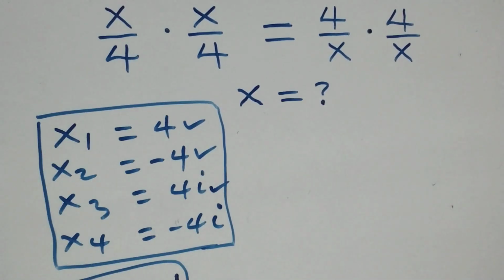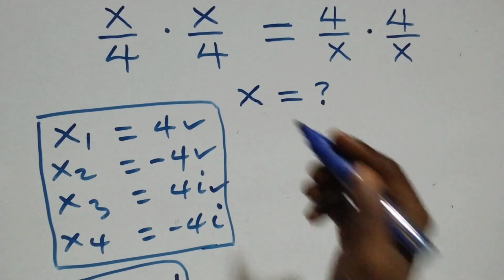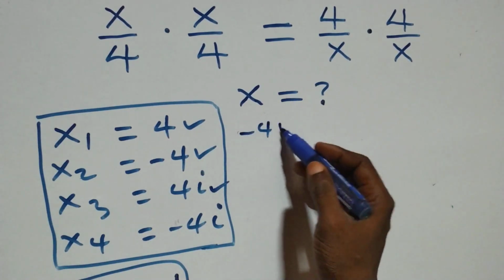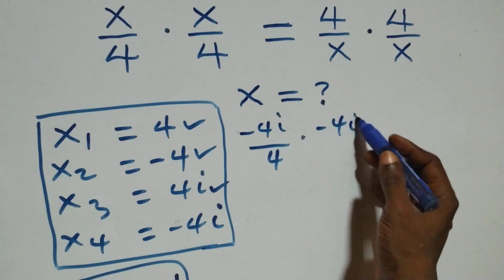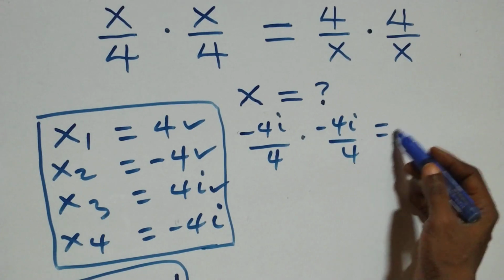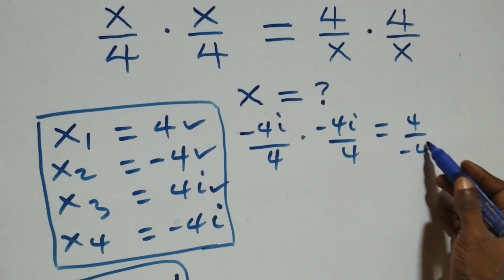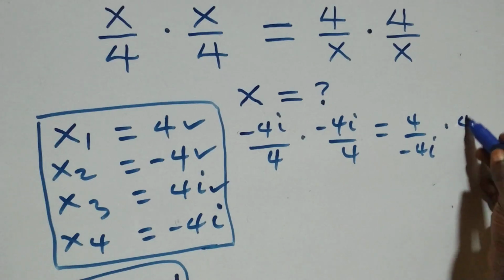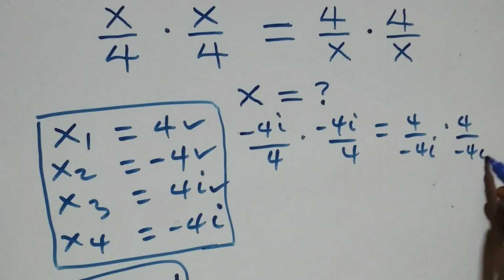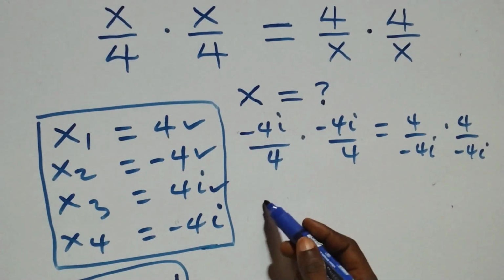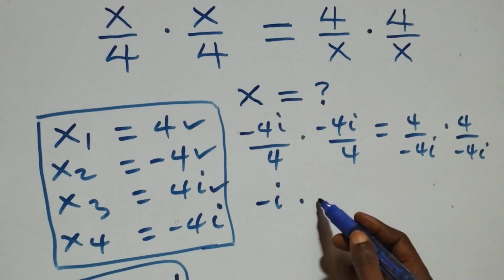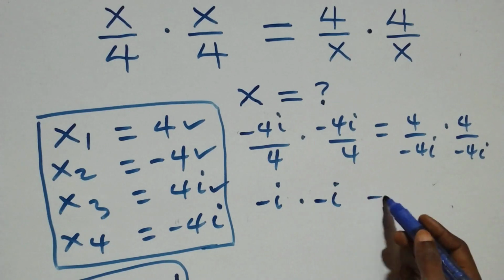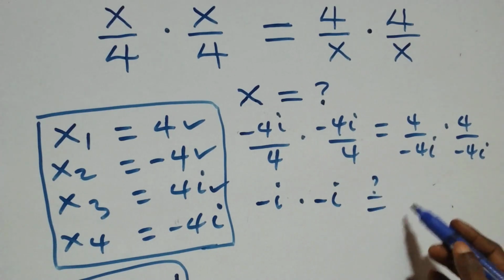we substitute here. Then what we have becomes minus 4i over 4 times minus 4i over 4, which equals 4 over minus 4i times 4 over minus 4i. Then here, minus 4i over 4, you can write it as minus i, times also minus 4i over 4, that's minus i. Equals 4 over minus 4i?